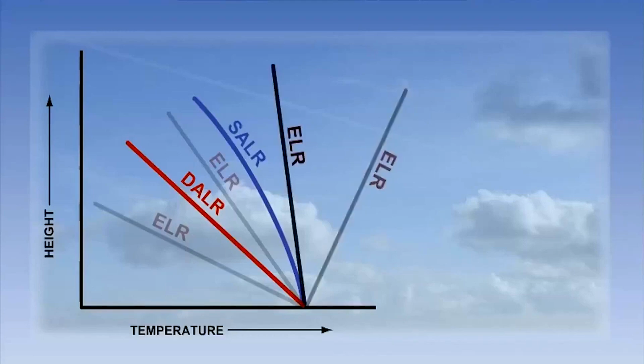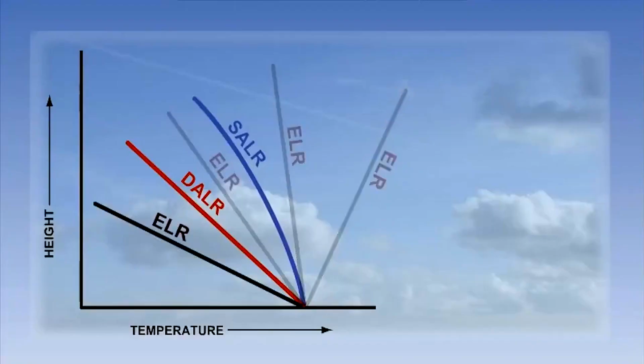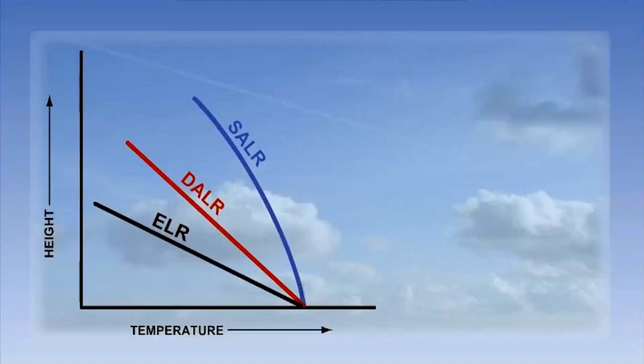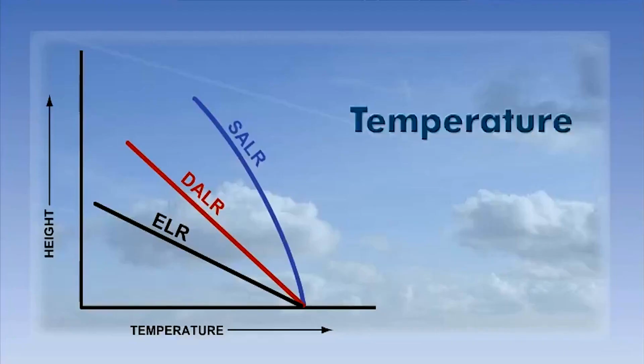The position of the ELR in relation to the other two lines, namely the DLR and the SOL, determines how we classify the stability of the atmosphere, as you might expect. Because we are considering both the DLR and SOL, the temperature and the humidity have a say in this classification.